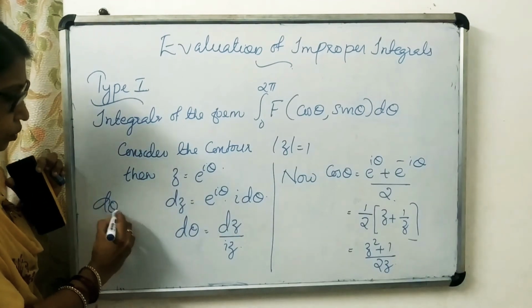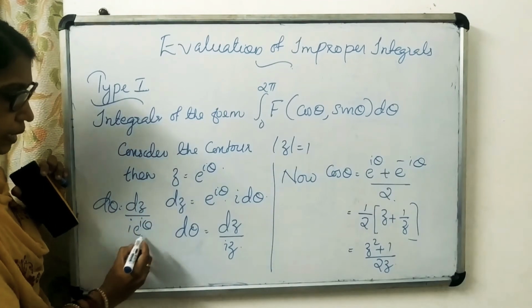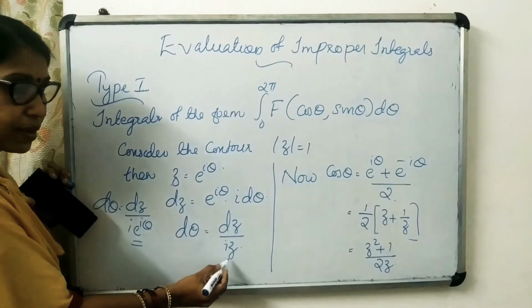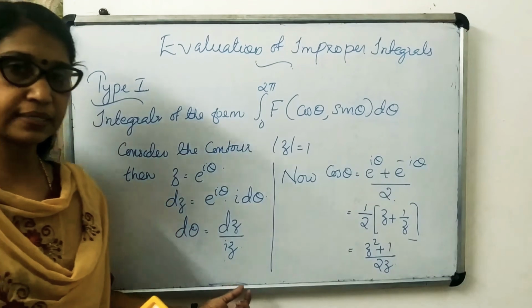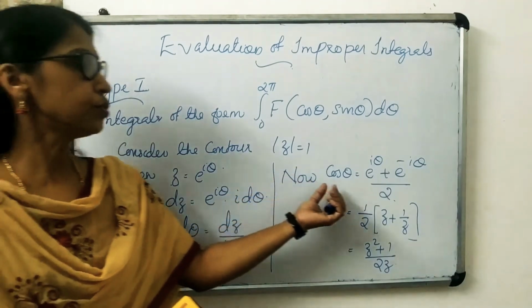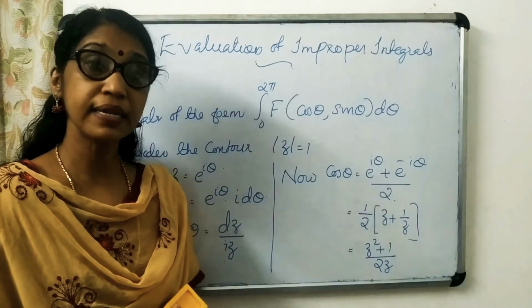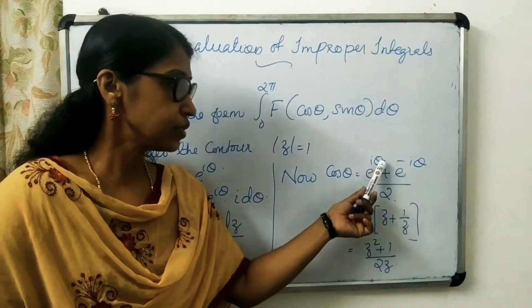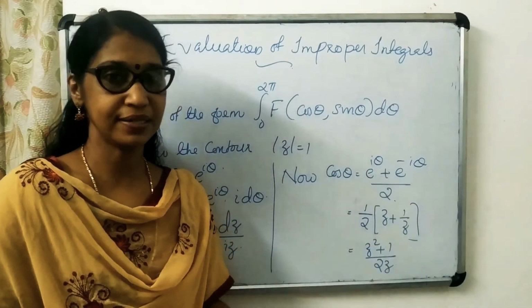d theta is equal to dz by i into e raised to i theta, but this e raised to i theta is nothing but z, so we write dz by iz. So d theta is equal to dz by iz. Now we also know that cos theta is equal to e raised to i theta plus e raised to minus i theta by 2. This is the formula for cos theta, but e raised to i theta is z and e raised to minus i theta is 1 by z.